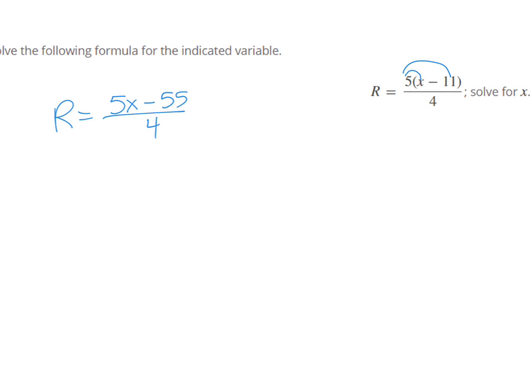Remember what we've been doing. To get rid of the fraction, I have to multiply by that denominator to make it go away. You have to do it on both sides. So the divide by 4 with the times 4 undo each other.